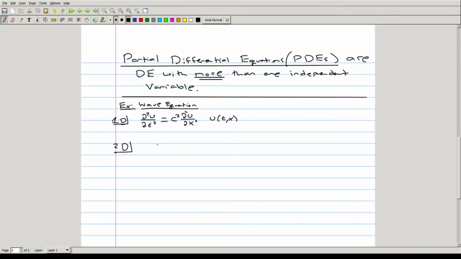Likewise, we can actually derive the wave equation in any number of variables. The wave equation in 2D is the second partial derivative of u with respect to t equals the wave speed c squared times the second partial derivative of u with respect to x plus the second partial derivative of u with respect to y. In which case u, in 2D, is a function of x, y, and t.